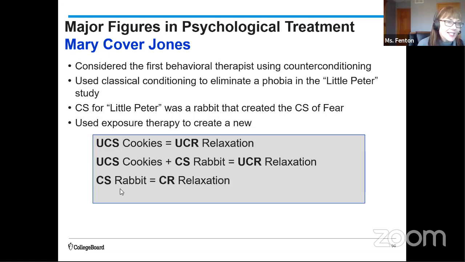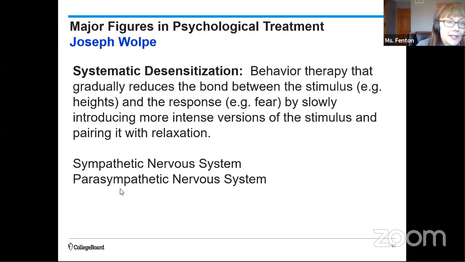So this is kind of like the first example of behavioral therapy. Another important behavioral therapy is this idea of systematic desensitization, which was developed by Joseph Wolpe. This is a way to gradually reduce the reaction, right? So if you have someone who is afraid of heights or afraid of flying in a plane or afraid of spiders, that would allow them to slowly replace that bond with, instead of flying and fear or spiders and fear, spiders and relaxation.